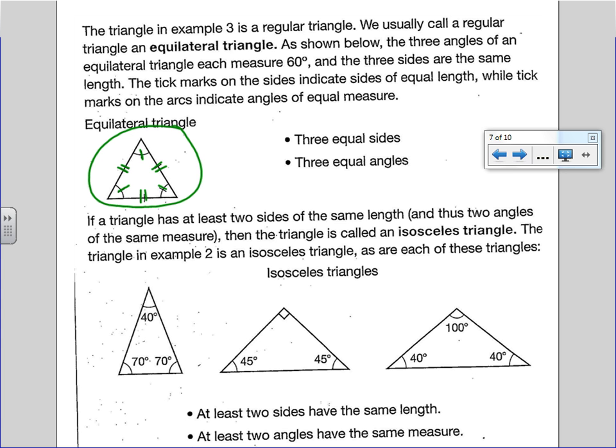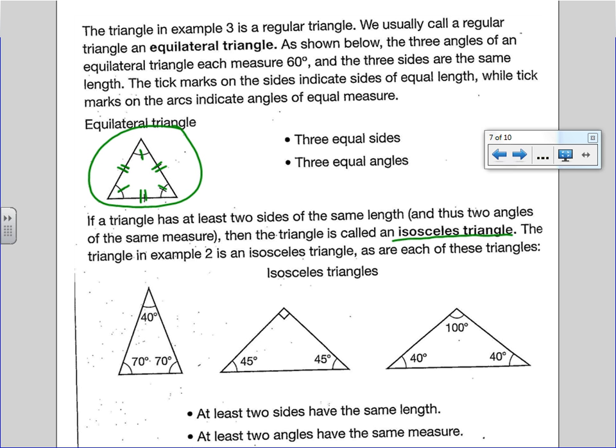If a triangle has at least two sides of the same length and thus two angles of the same measure, the triangle is called an isosceles triangle. The triangle in example 2 is an isosceles triangle, as are each of these triangles. Okay, so these are three examples of isosceles triangles.